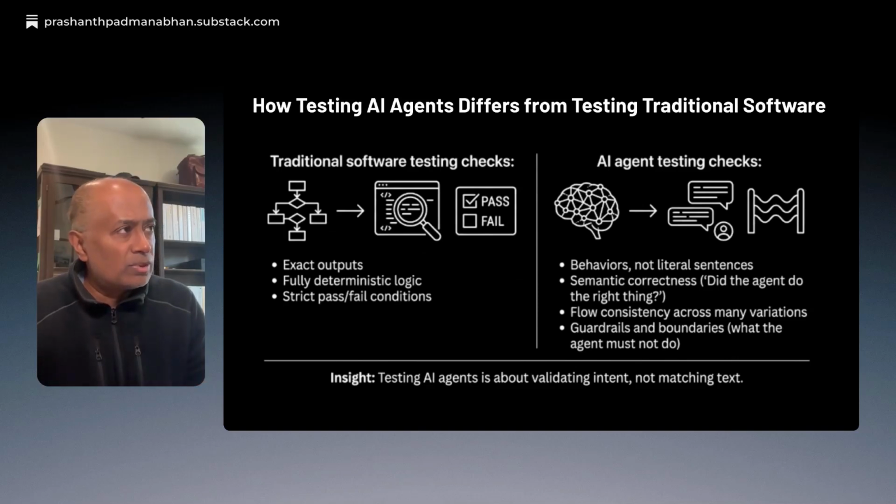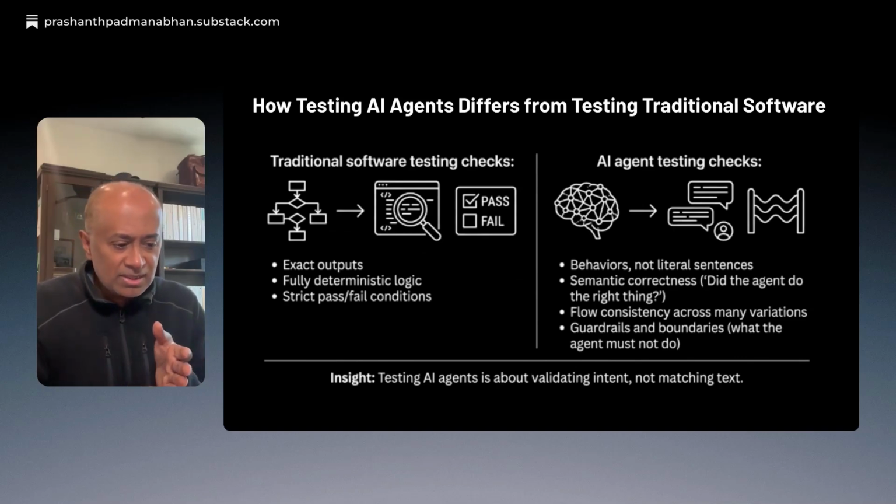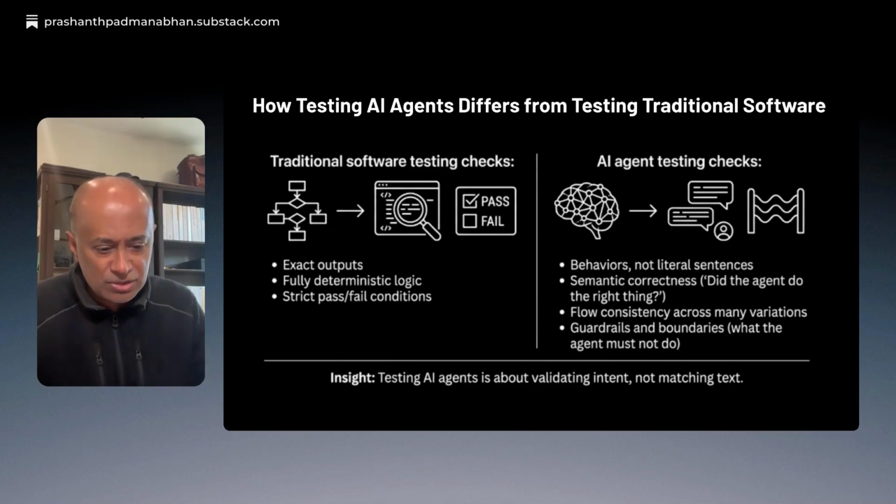You also want to check for flow consistency across many variations. For example, did the agent call the right tool, or did the agent delegate to another sub agent at the right time, for the right reason, and so on. And then finally, guardrails and boundaries, what the agent must not do.